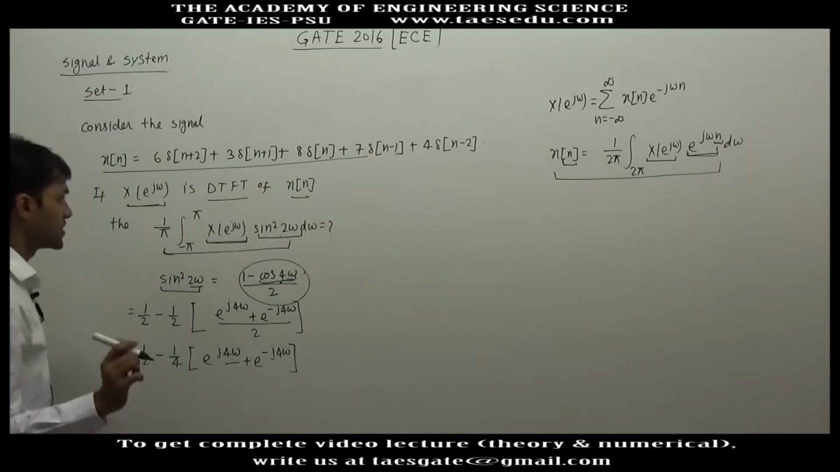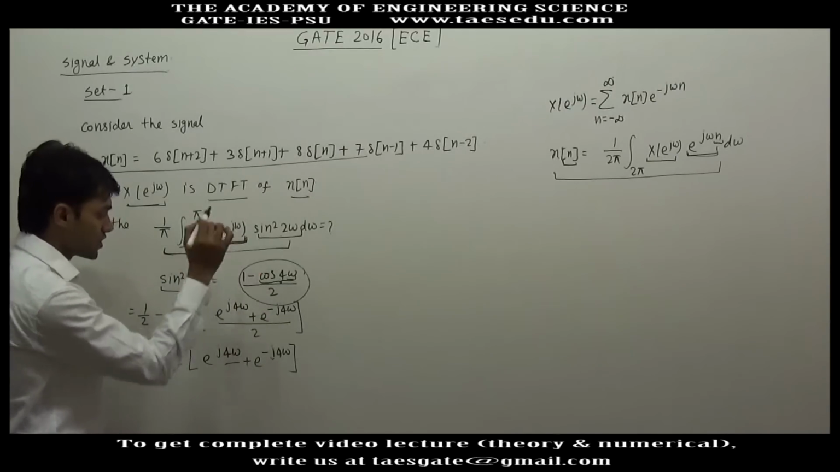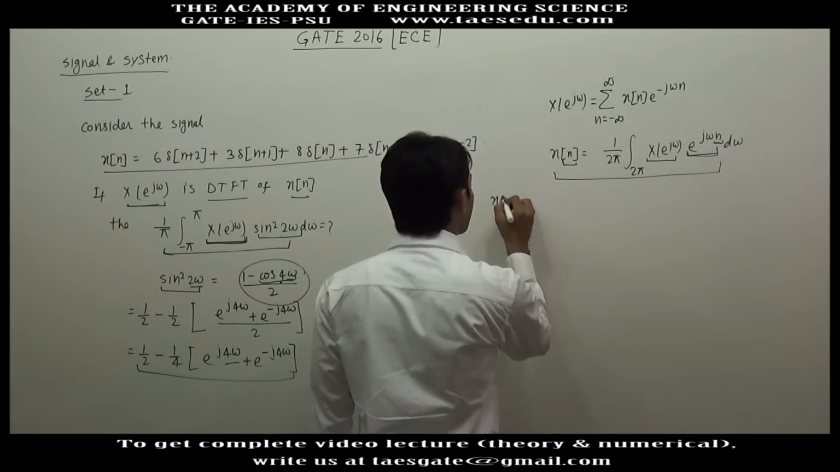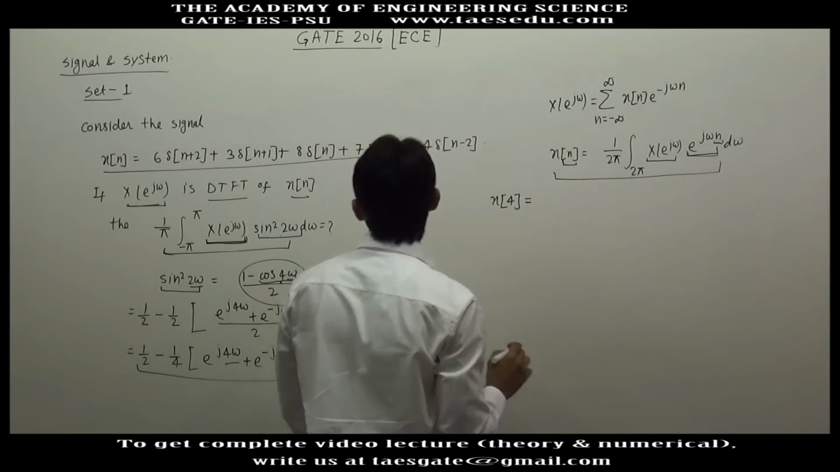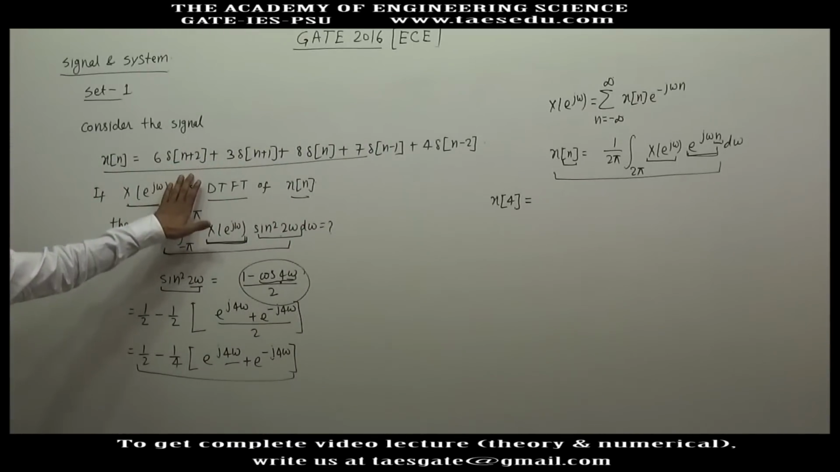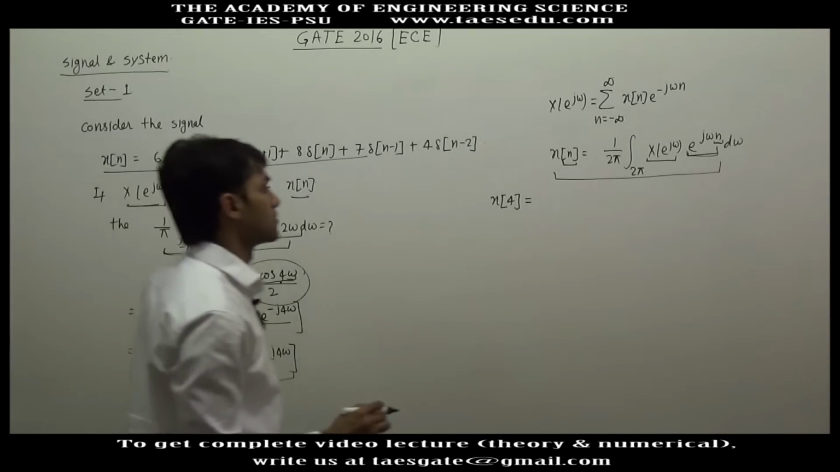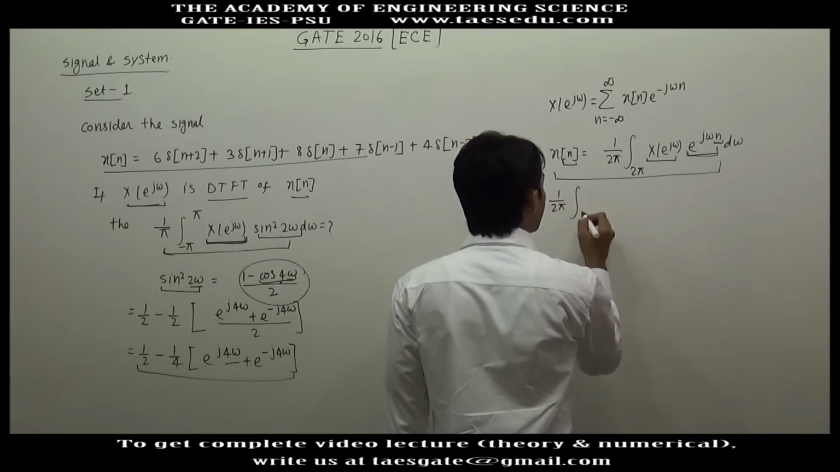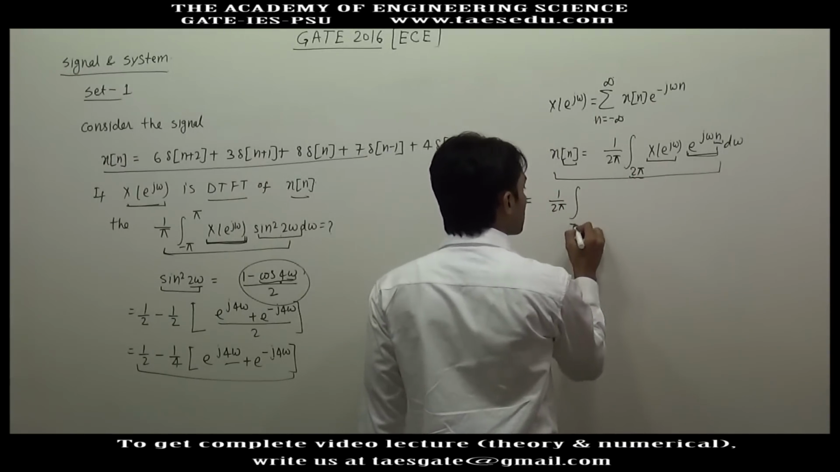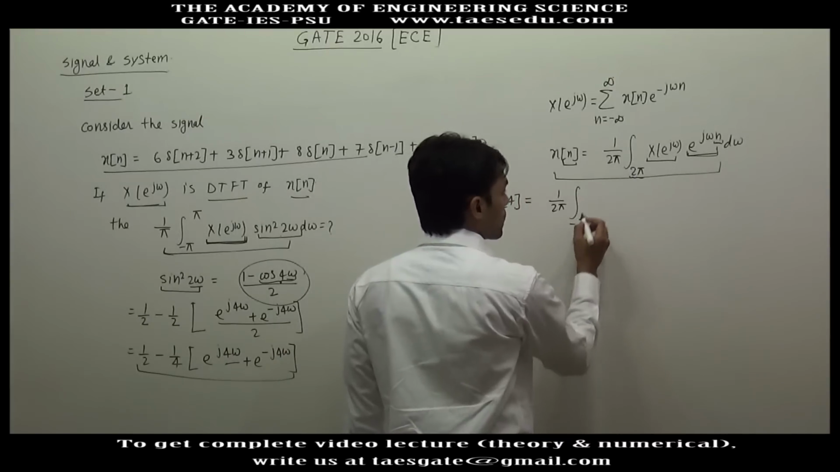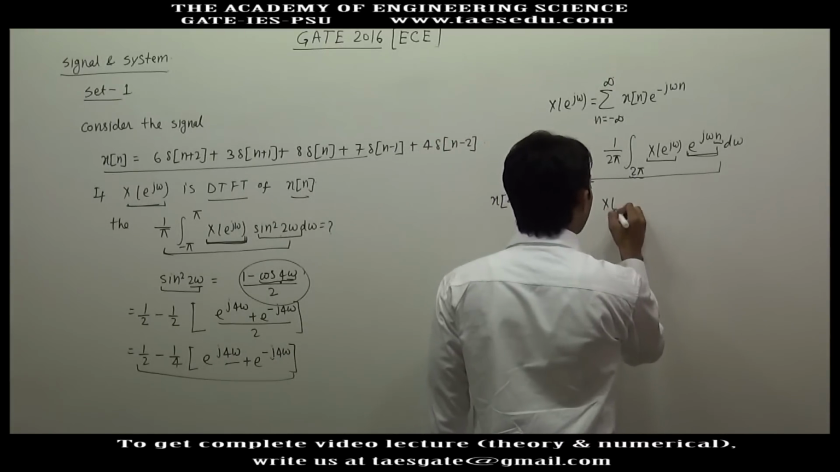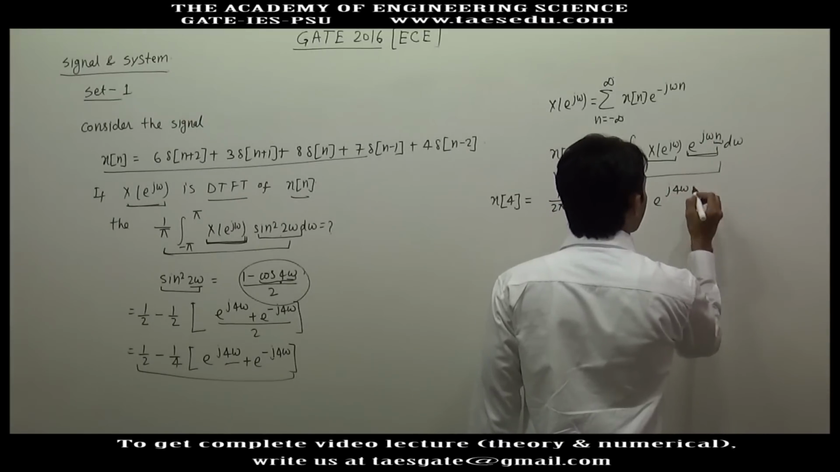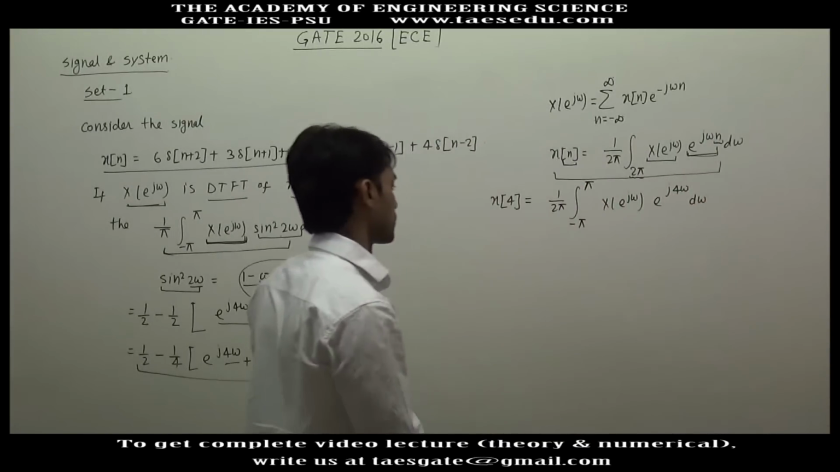So in that equation we basically have to find out X e to power j omega into this quantity. So first we will put n equal to 4. X4 will give you, and from this equation we can find out the value of X4, X minus 4 or X0. X4 will be 1 upon 2 pi integration. This is integration over 2 pi, so you can take limits from minus pi to plus pi X e to power j omega e to power j4 omega d omega. This is the value of X4.